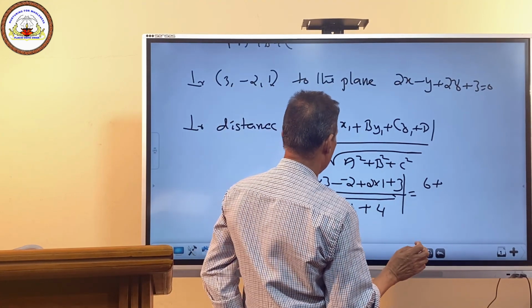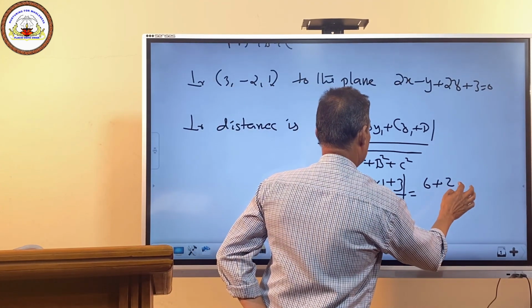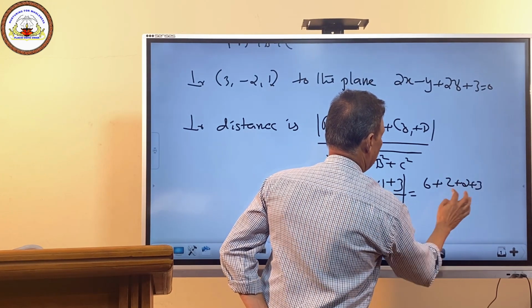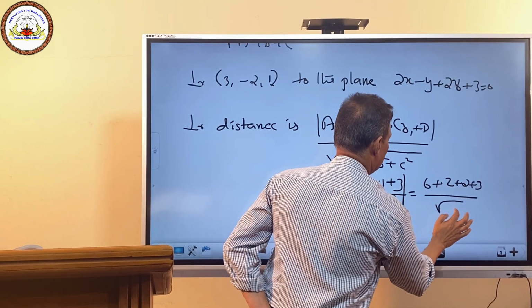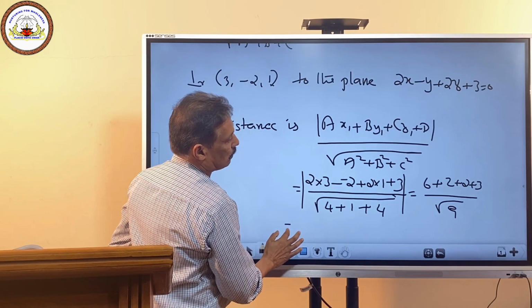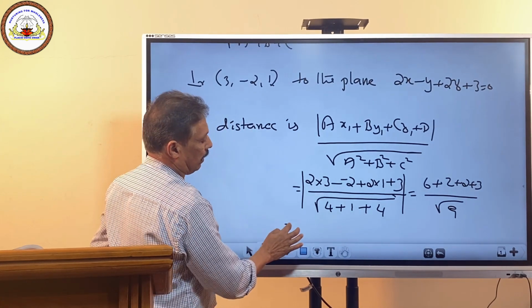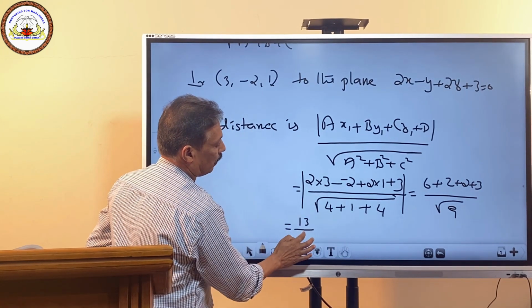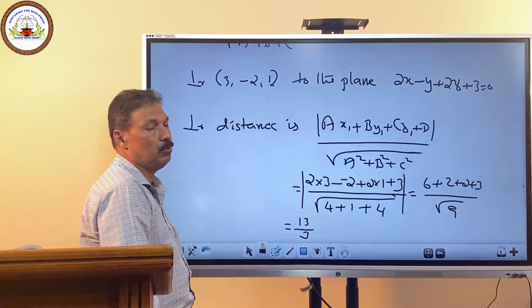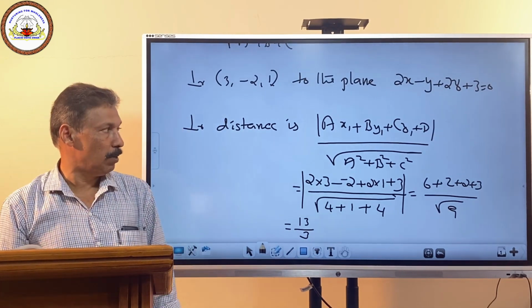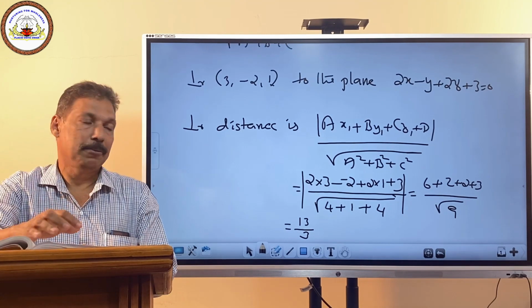Anyway, it is a numerical number. 6 plus 2 plus 2 plus 3 divided by root 9. So our distance is 13 by root 9, equal to 13 by 3 units. That's the perpendicular distance from a point to the plane.